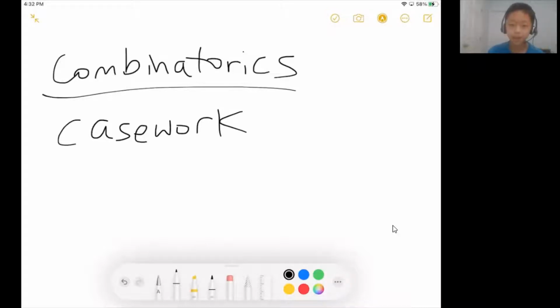I think casework would make more sense if we went over a few examples together that can be solved with casework, because getting better at casework is really done by doing problems. It's very important to do problems if you want to get better at casework.